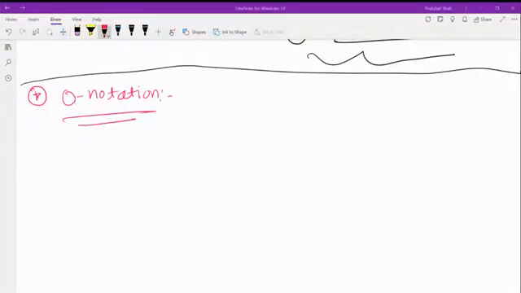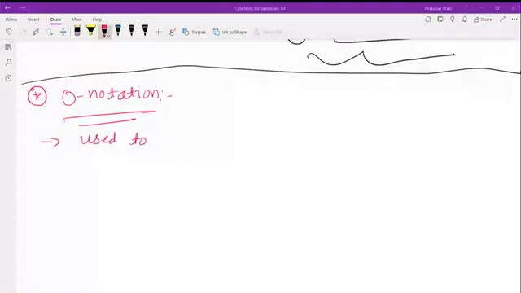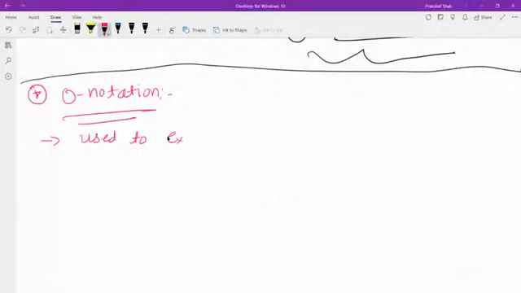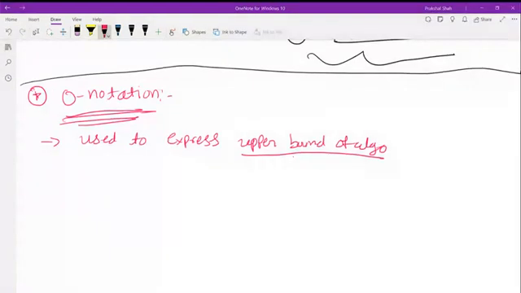See, I'll write this. This particular notation is used to express the upper bound of our algorithm. It will guarantee that in the worst situation also, it will not go beyond this bound. It is basically used to represent that. That is why we call it big O notation.